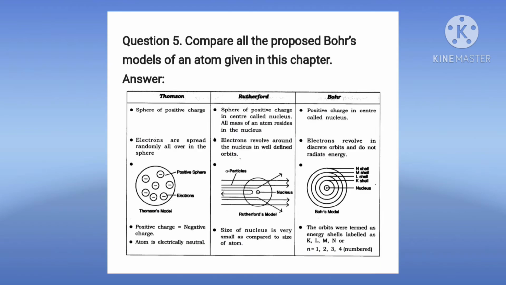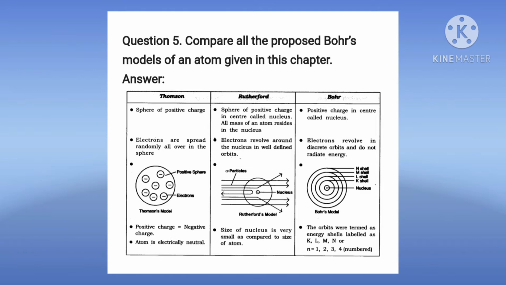Question number 5 is about comparing all the proposed models of an atom given in this chapter, including Bohr's model. According to Thomson, the atom is a sphere of positive charge. Rutherford: a sphere of positive charge in the center called the nucleus, and all the mass of an atom resides in the nucleus. Bohr: positive charge in the center called the nucleus. Next, in Thomson's model electrons are spread randomly all over the sphere. Rutherford: electrons revolve around the nucleus in well-defined orbits. Bohr: electrons revolve in discrete orbits and don't radiate energy.